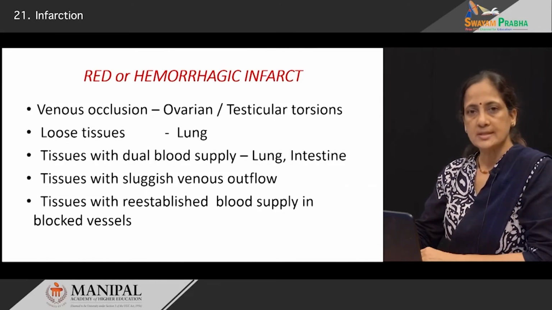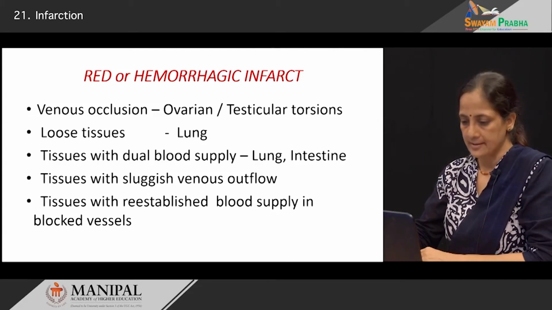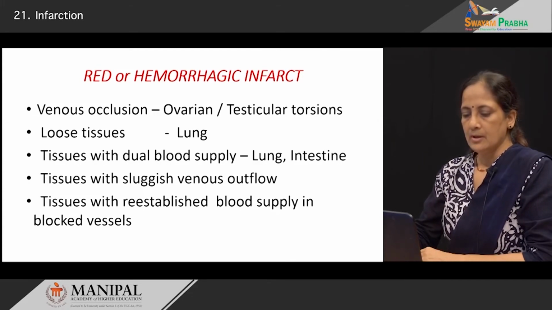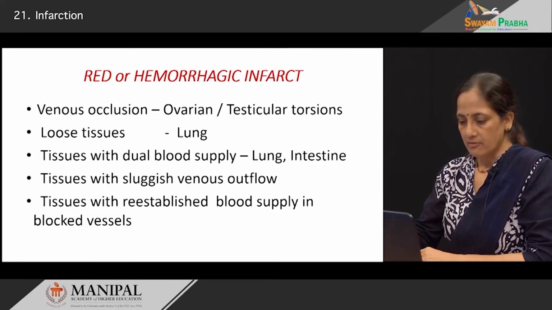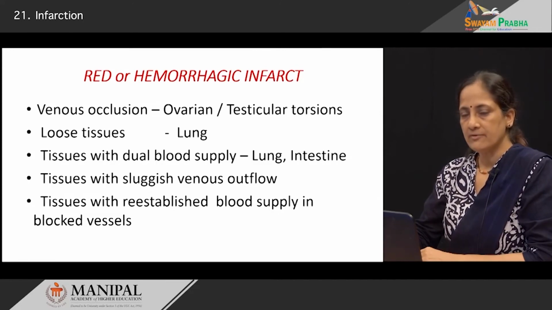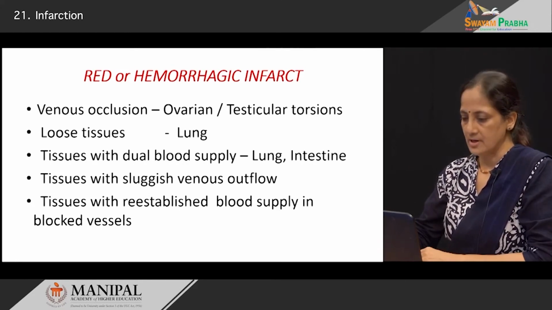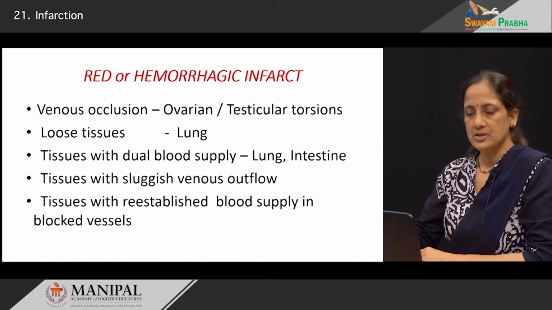Another area in which it is seen is those which are supplied by a dual blood supply, for example, lung and intestine. When one of the veins is blocked, blood from the other vessel suffuses the tissue and it becomes red. Tissues which have sluggish blood flow, or also in which blood flow is re-established after a blockage, will undergo red infarction. The picture on the left here shows you lung parenchyma with a red infarction.